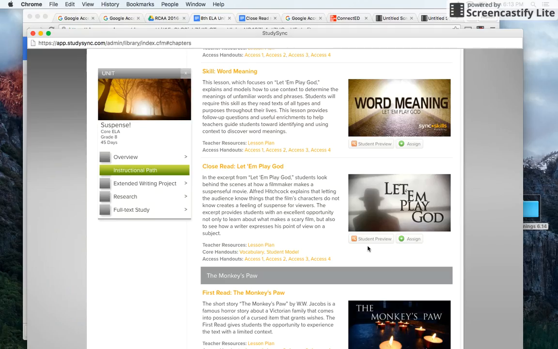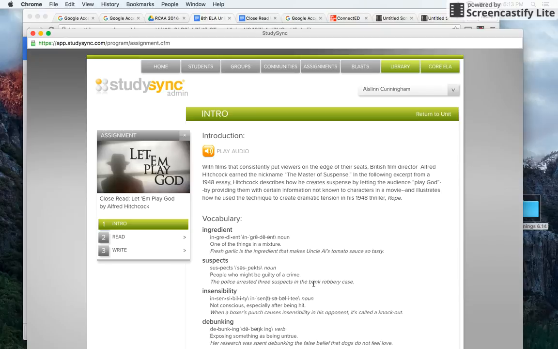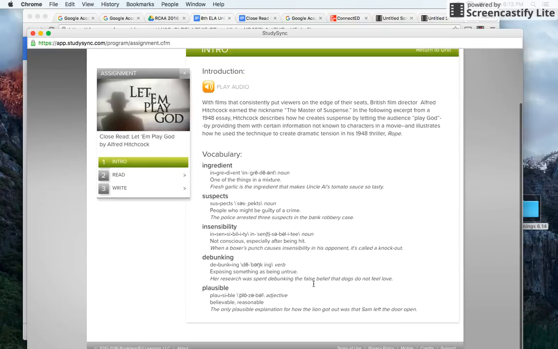You've got your close read. Student preview looks like this. So on the front end, you've got these vocabulary words and their definitions. So students can keep these definitions in mind as they're reading, or even drop in these definitions in the form of an annotation so they can refer to it directly in the text.